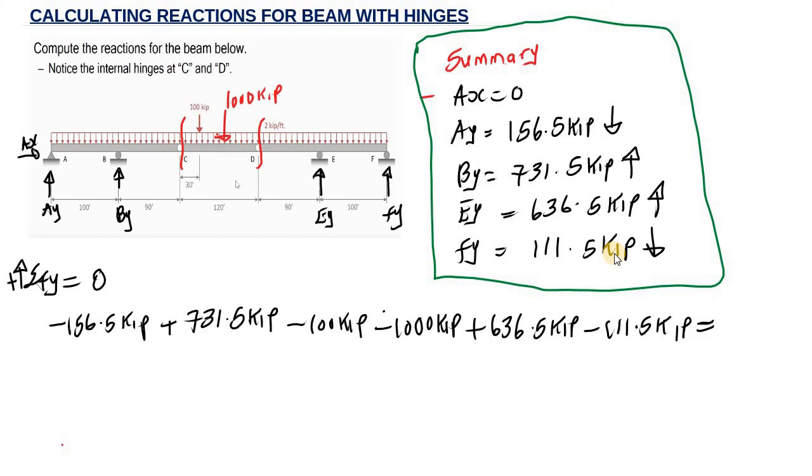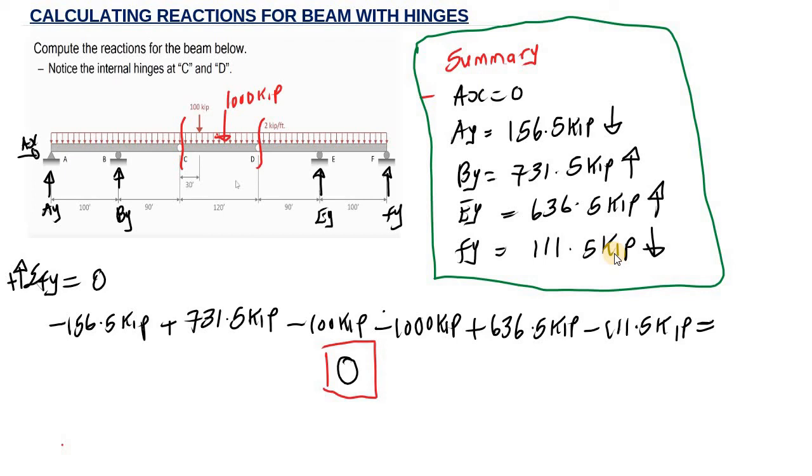If it is equal to 0, our calculation is correct. But if it is not equal to 0, our calculation is wrong. So let's quickly calculate this: minus 156.5 plus 731.5 minus 100 minus 1000 plus 636.5 minus 111.5. Indeed, this is going to be equal to 0. As you can see, this is equal to 0, so our calculation is correct.